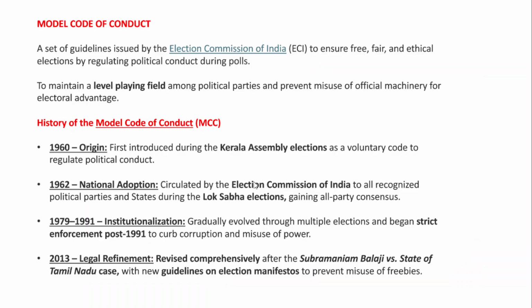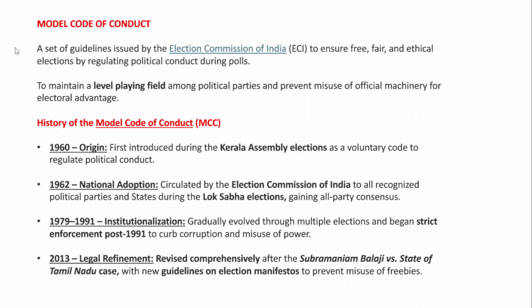Now, we all knew that Bihar is going to go for elections, and the Model Code of Conduct is in news because of the recent Bihar elections. Let's understand what is Model Code of Conduct. A Model Code of Conduct is a set of guidelines issued by the Election Commission of India. The objective of issuing a Model Code of Conduct is to ensure free and fair elections and also regulate the political parties and their conduct during the elections.